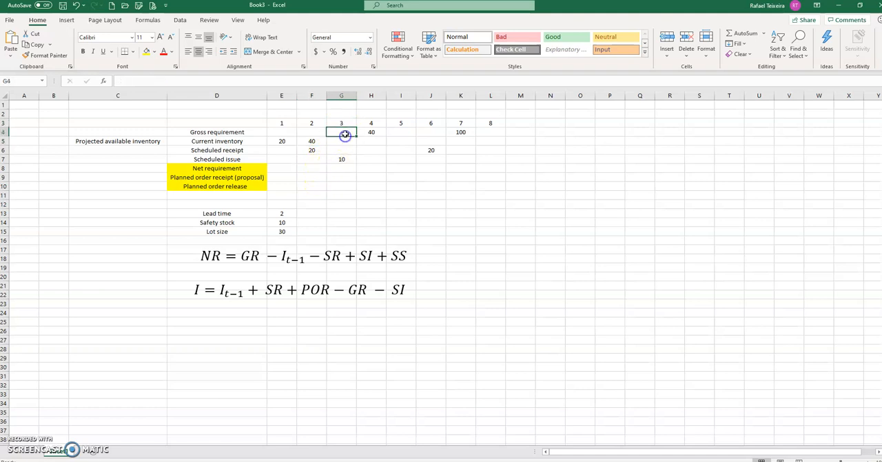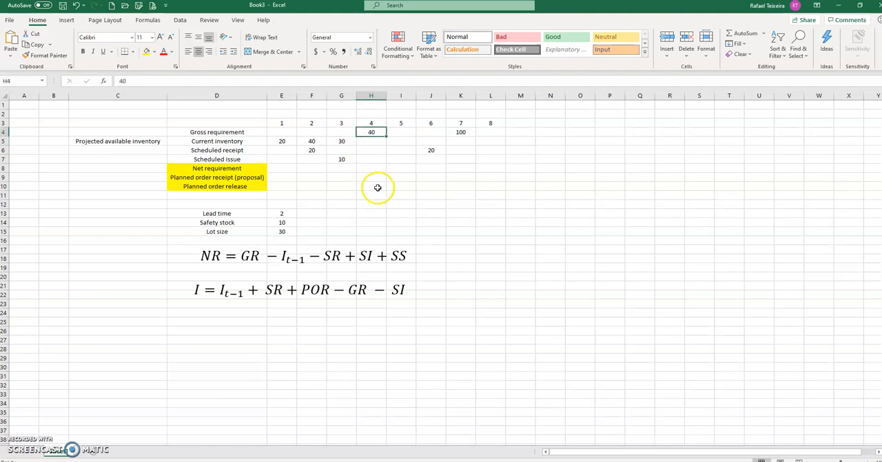Week 3, we don't have any gross requirement, so we don't need the net requirement. We can compute the current inventory by simply copying the formula, which gives us the available inventory. Because we had 40, we used 10, we don't use anything else, we don't get anything else, so the projected available inventory will be 30.